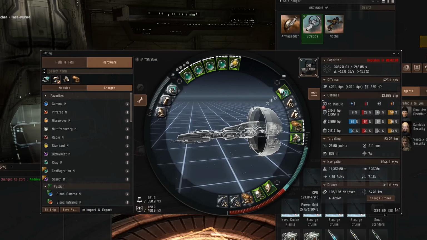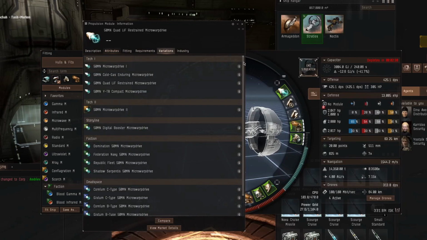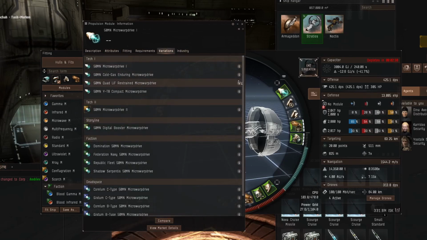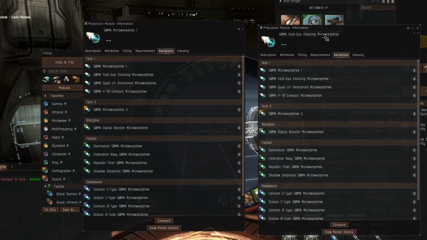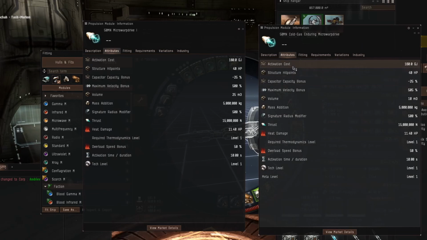Micro-watt drives are a very special case in point. When you fit a micro-watt drive, it actually reduces the total capacitor pool by a decent percentage. The Tech 1 reduces it by 25%. So if we compare the enduring and Tech 1, although the enduring does have 20 less activation cost, it's still reducing the total capacitor pool by 25%.